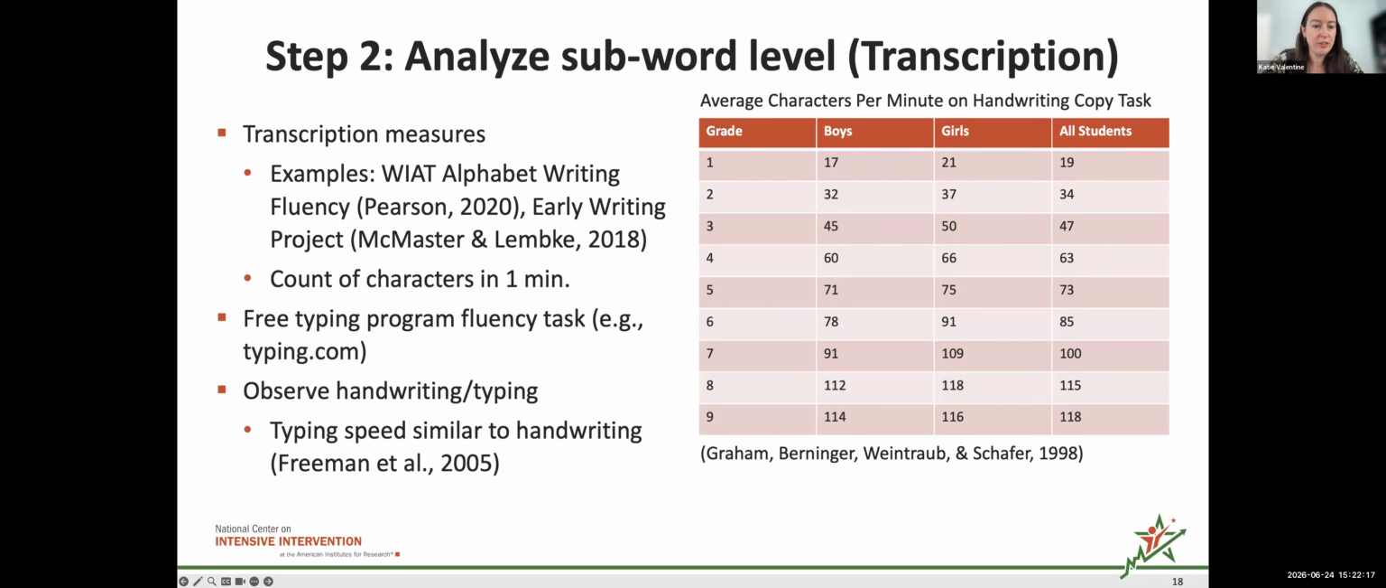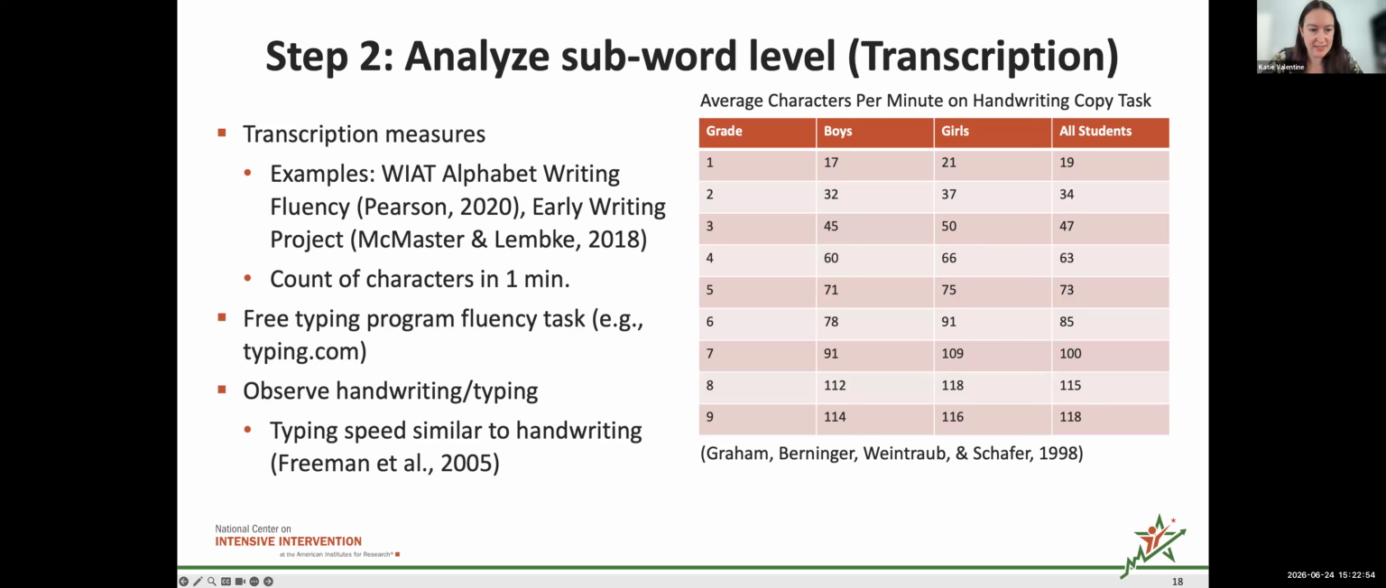I've mentioned the early writing project quite a bit. They have a similar task with those early norms as well. And the gist of these is that it counts the number of characters a student writes correctly in 1 minute. If your students are typing, and I hope that they are, there are free typing fluency tasks online. So I've been recommending typing.com as a free option for a lot of teachers. So these tasks also are like a copy task where students need to type as many characters as they can in a set amount of time.